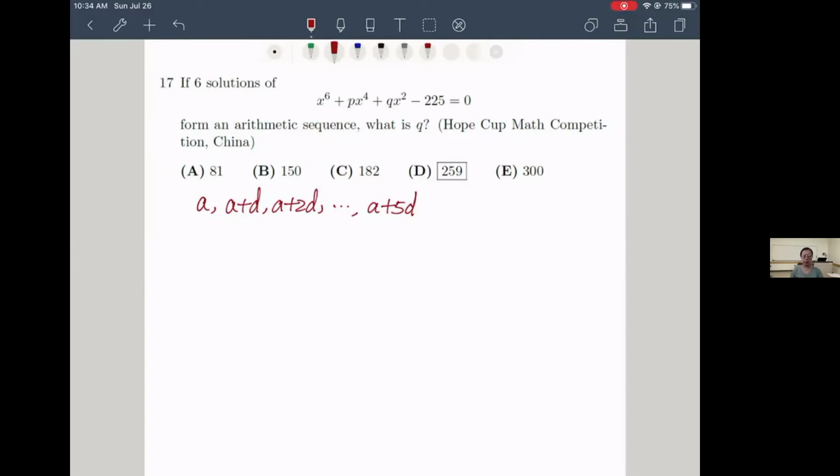Next, we know we are able to express the solutions using A and D, but we have to find some information so that we are able to compute A and D. As I said, the coefficient of the 5th order is 0. How is that related to the question that we want to solve? That is the Vieta formula for polynomials.